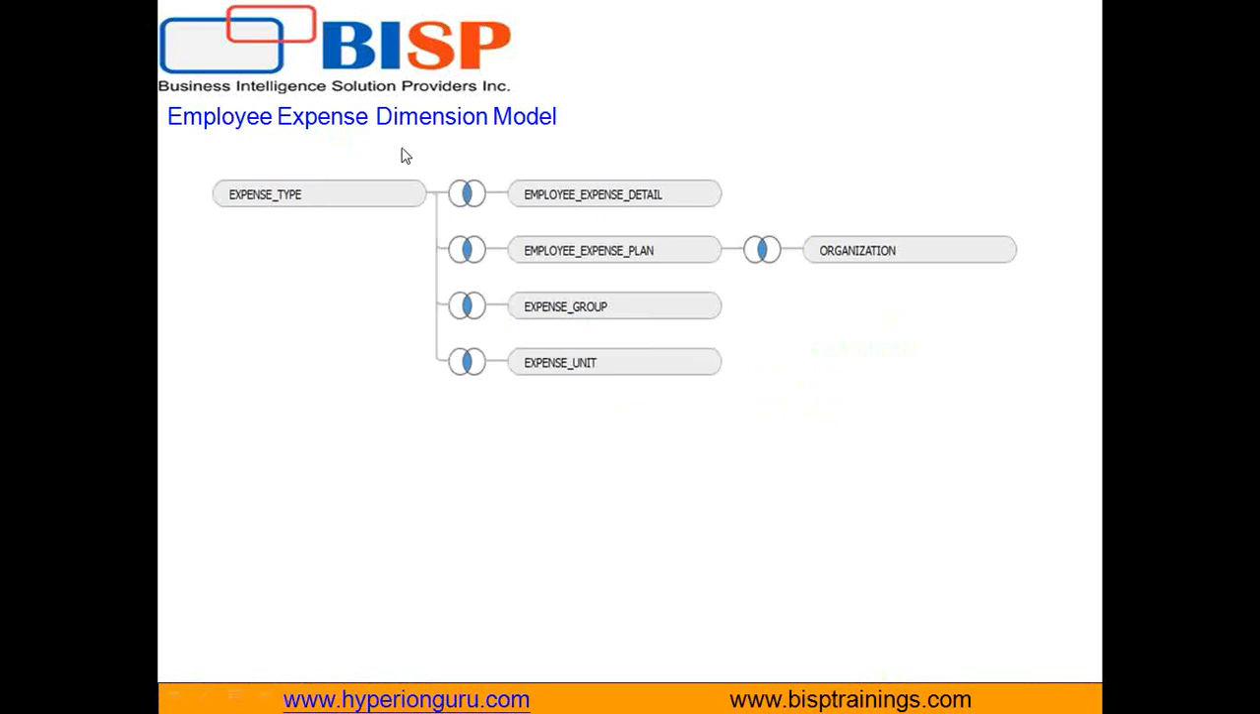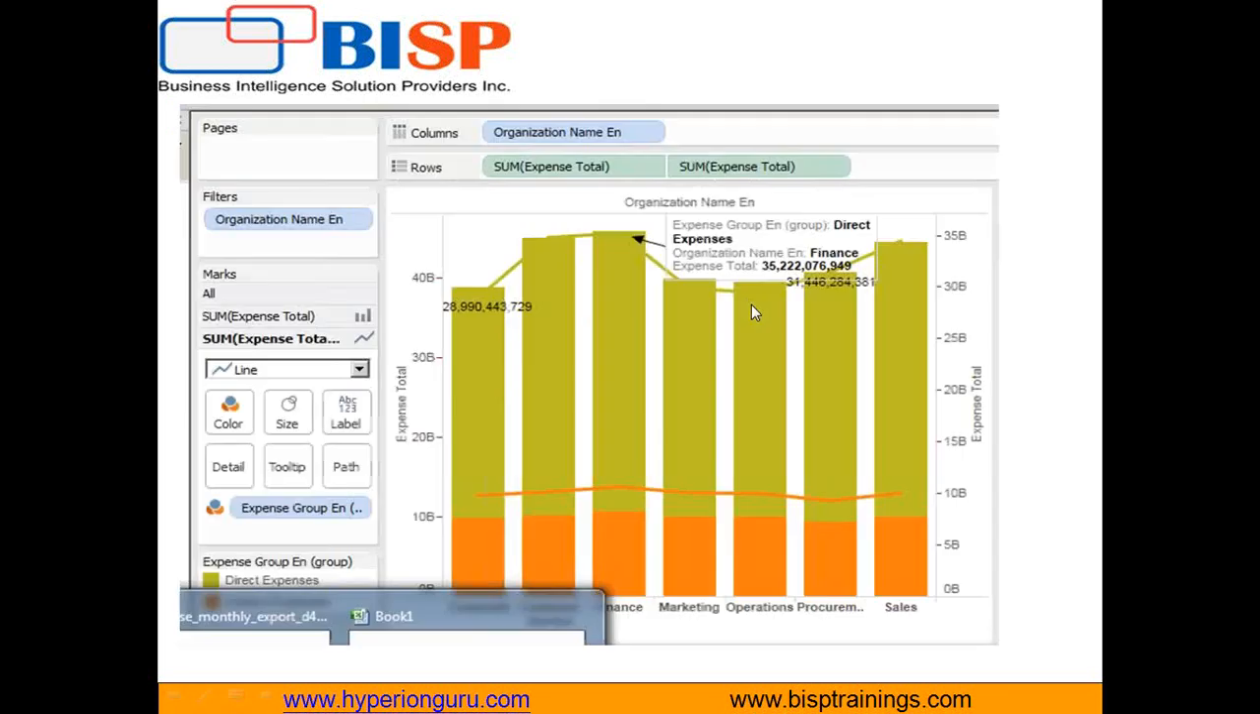Although our entire HR model is pretty huge, in order to ease your understanding, I have taken one subset of the HR model which only focuses on expense type. So you see the snapshot over here. We have expense type and expense by group, expense by unit, expense by employee, details and plan, and organization as well. And eventually I'm going to plot this chart which talks about employee direct and indirect expenses across different organizations or departments.